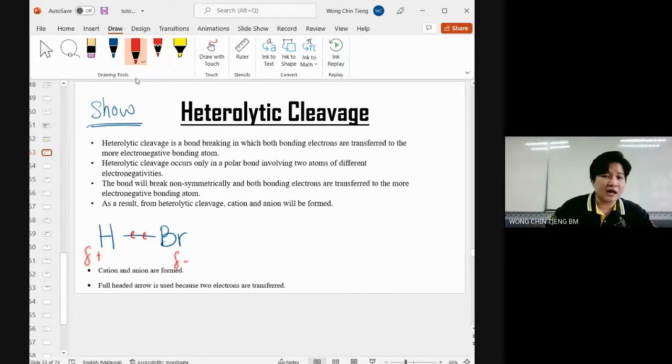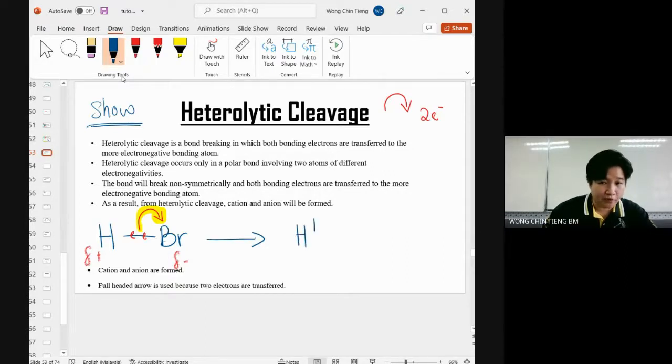Alright, Br akan menang. Dan Br menang, Br ambil satu je ke elektron? Bila hang dah menang, hang tak ambil satu je weh. Bila hang dah menang, hang ambil semua. So apa yang berlaku is, both of the electrons will be taken by the Br, and look at the arrow. This is what I want to show you. You are using a full-headed arrow because two electrons are moving at the same time. That will then produce your hydrogen become positive and your bromine become negative.